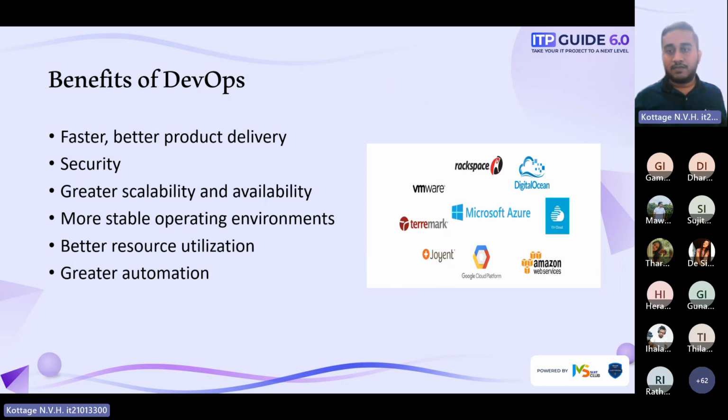So next is benefits of DevOps. DevOps has a lot of benefits and is mainly focused on automation. There are 6 benefits here. Starting with the first benefit, faster, better product delivery. DevOps enables organizations to deliver software products and updates more rapidly, by automating processes such as build, testing, and deployment.